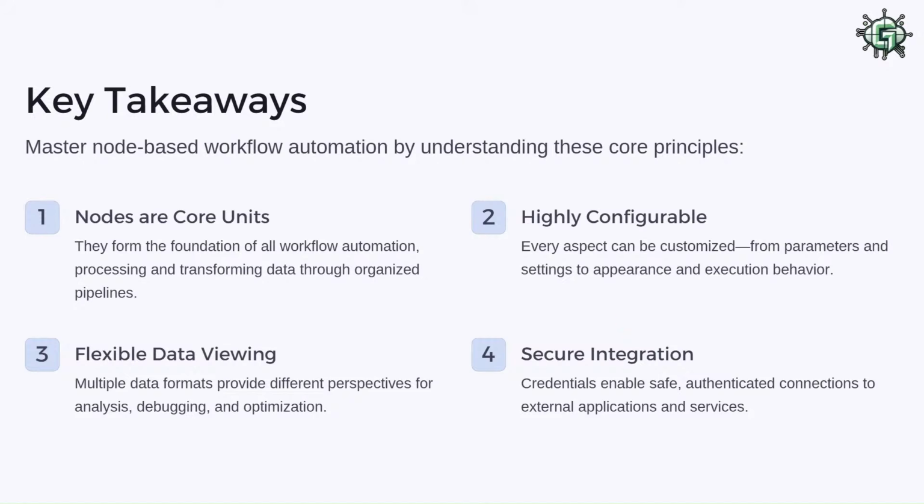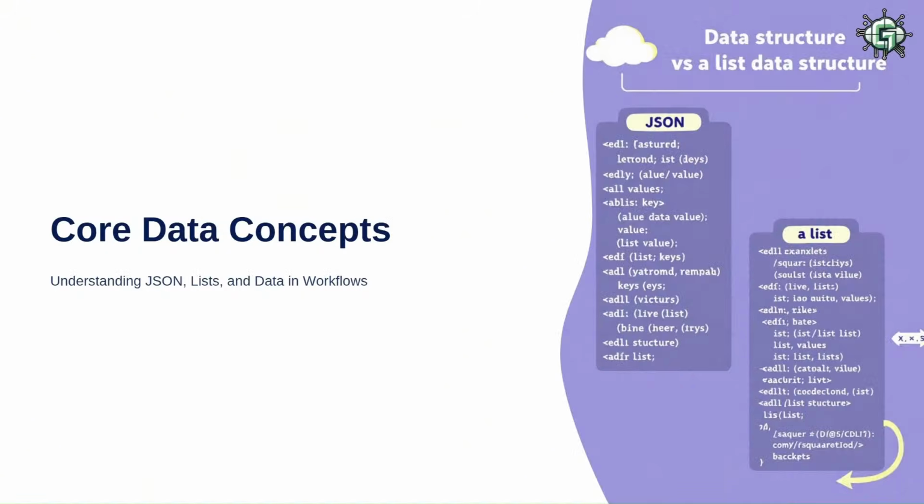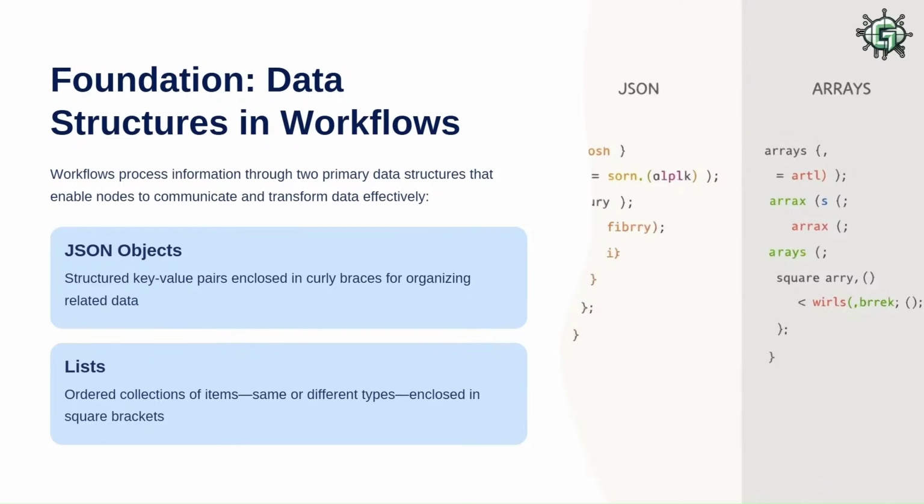So with this foundation, we will deep dive into the next topic, that is core data concepts. Understanding JSON, lists, and data in workflows. To master workflows, we need to understand the main data structures: JSON, lists, and data items. These structures allow nodes to communicate and transfer data effectively. Foundations like JSON objects and lists, we will discuss later in detail.